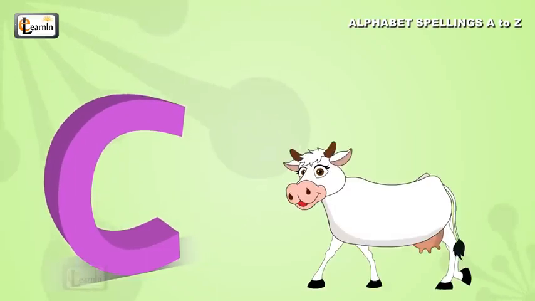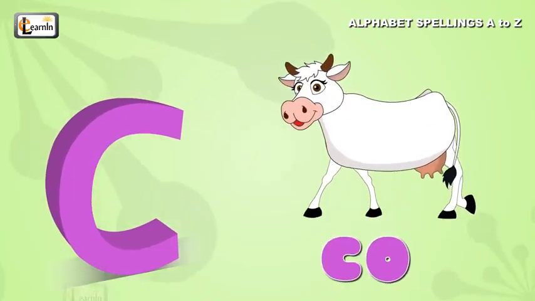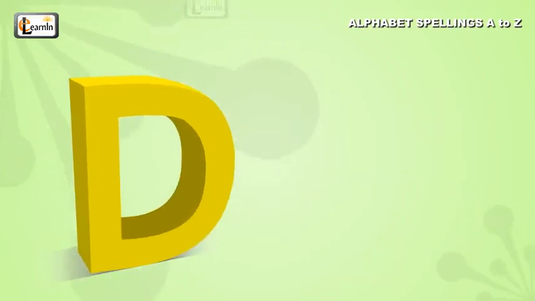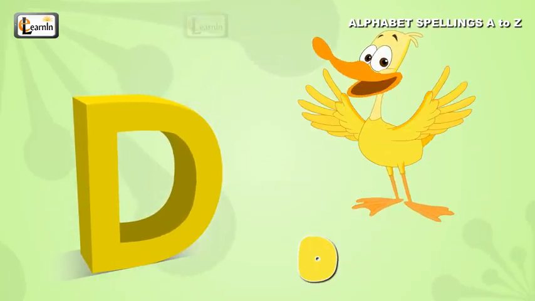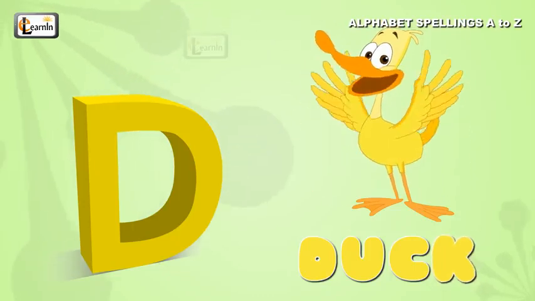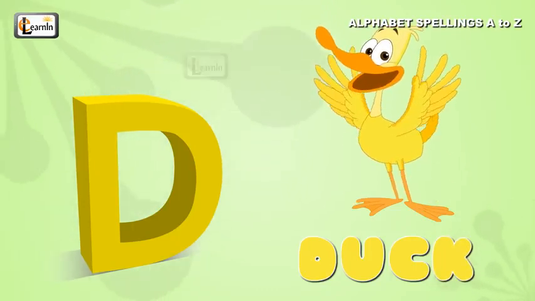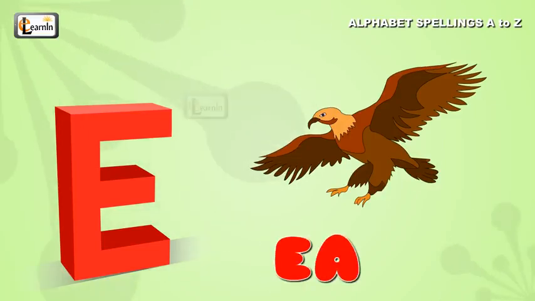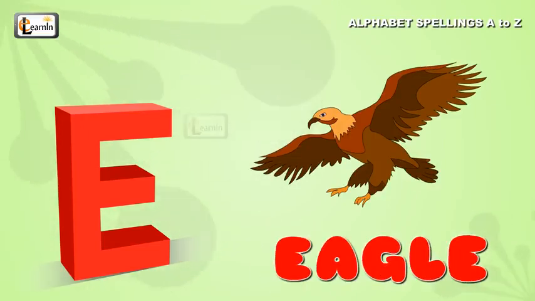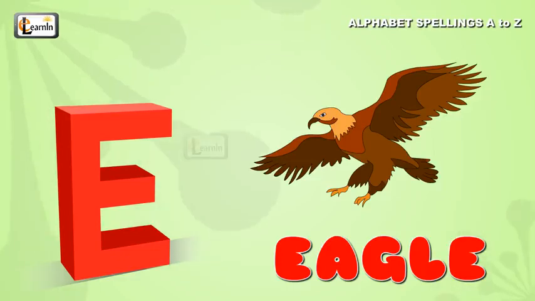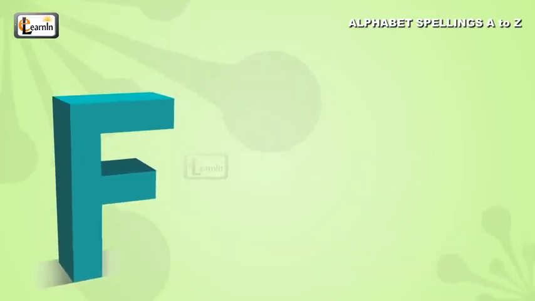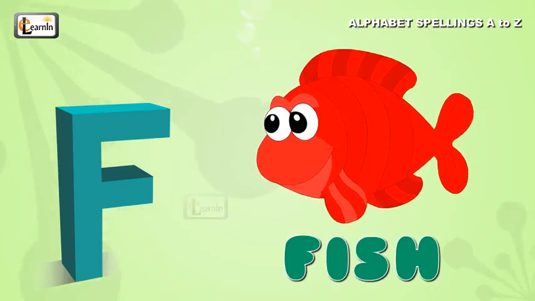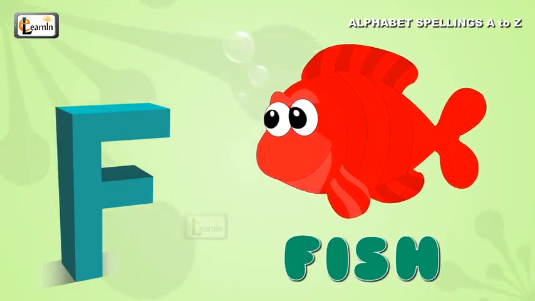C for cow. C O W cow. D for duck. D U C K duck. E for eagle. E A G L E eagle. F for fish. F I S H fish.